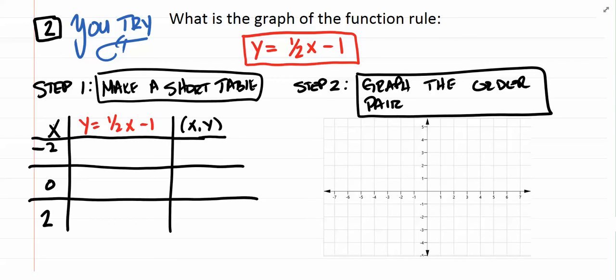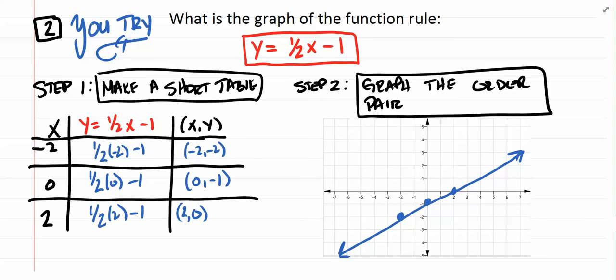Box number 2 is one you try. It says, what is the graph of the function rule y equals 1/2 x minus 1? I want you to do the same 2 steps: make a short table, and I've already given you the table, and then make the graph. Hopefully you got the right answer, but if you did not, the 3 points that we get from plugging in negative 2, 0, and 2 would be negative 2, negative 2; 0, negative 1; and 2, 0. When you plot all those on the coordinate plane, you get a nice line that goes through those 3 points, indicating the graph of the equation.